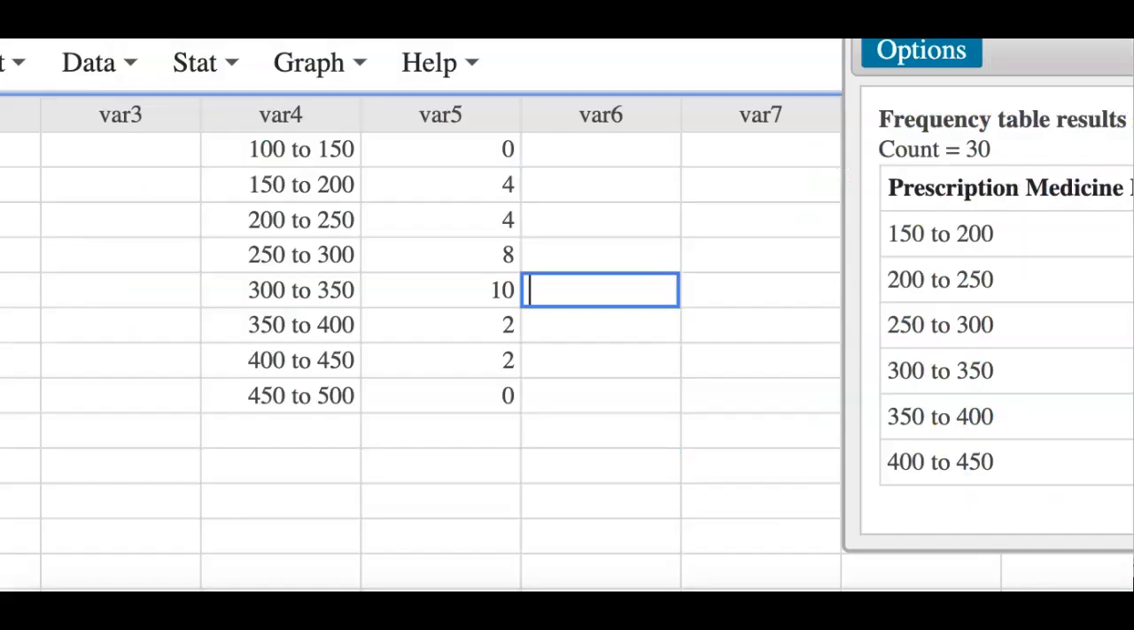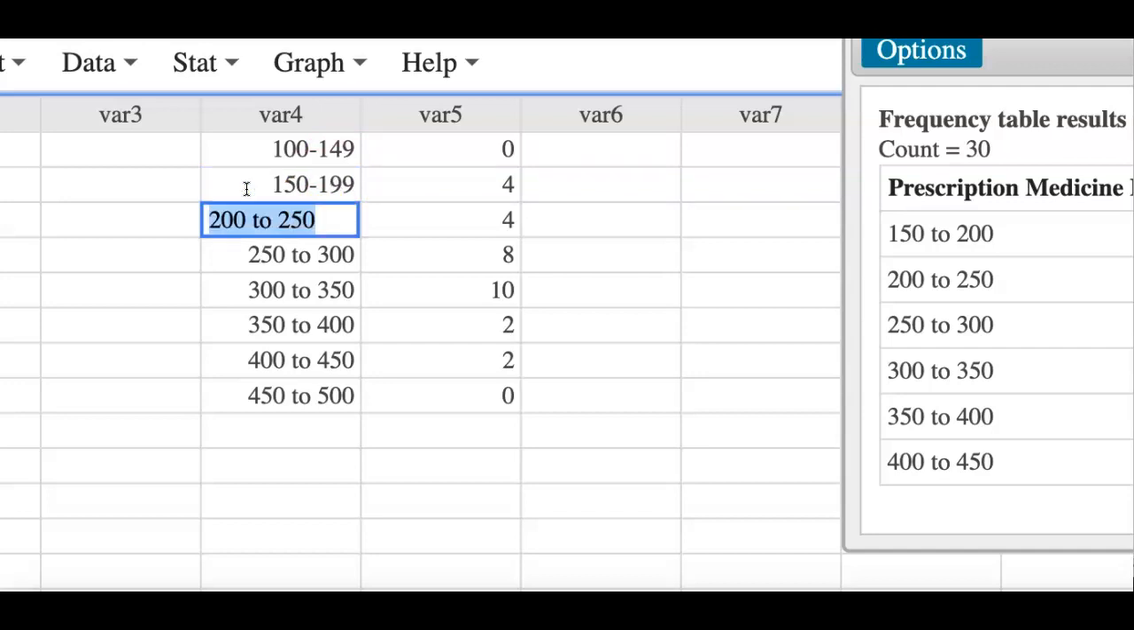Now, let's talk about the midpoints. Before I find the midpoint, I'm going to make some edits real quick. Instead of 100 to 150, I'm going to change this to 100 to 149, because it includes the lower limit, but it's not going to include the upper limit. So we're just going to go down one on the upper limits.